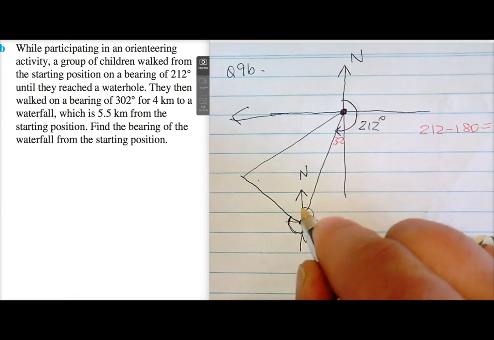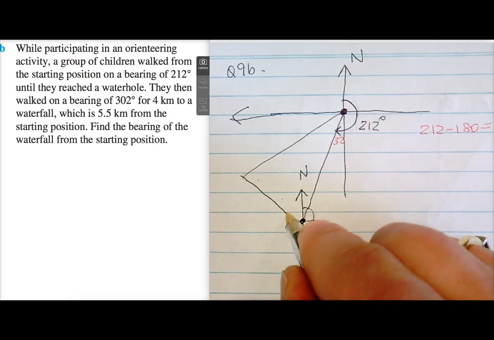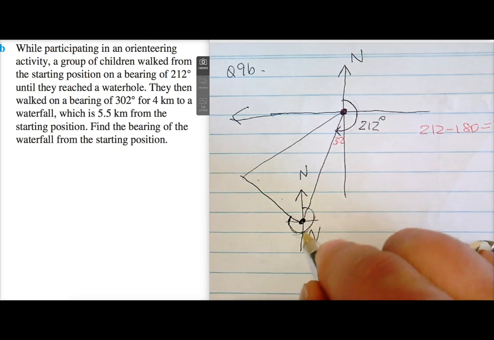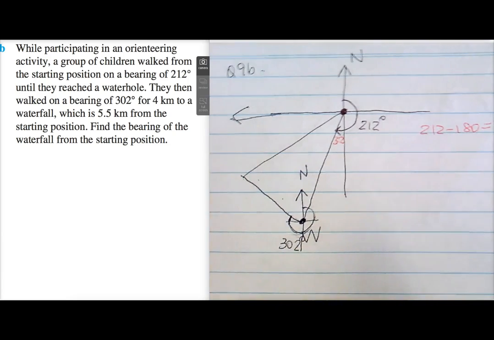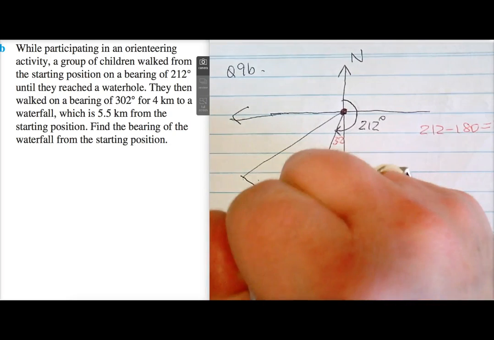If you look at that angle, it's like a reflex. So I'm going 90, 180, 270, 302 degrees. Now, do I have any distances? They then walked on a bearing of 302 degrees for 4 kilometres.